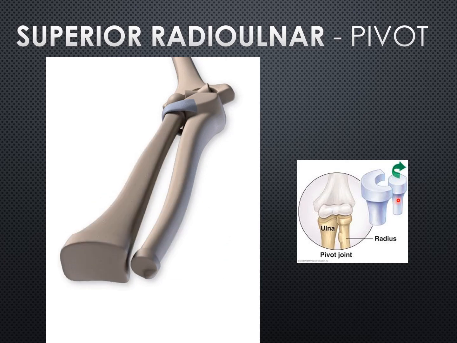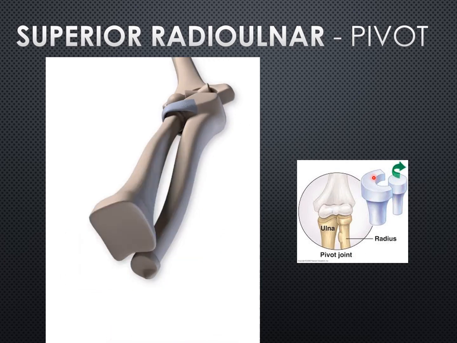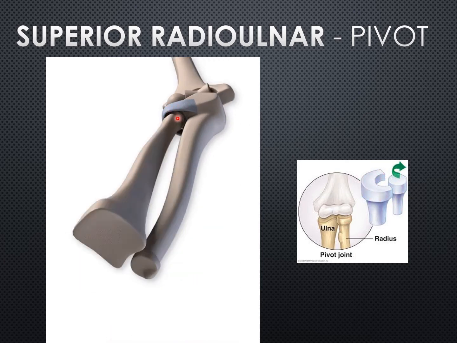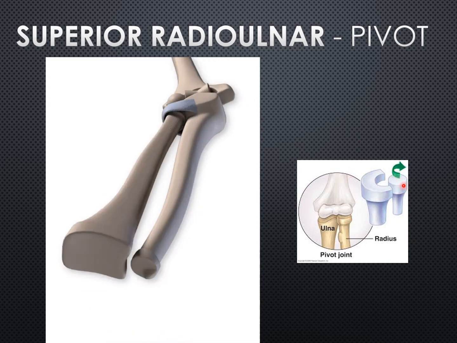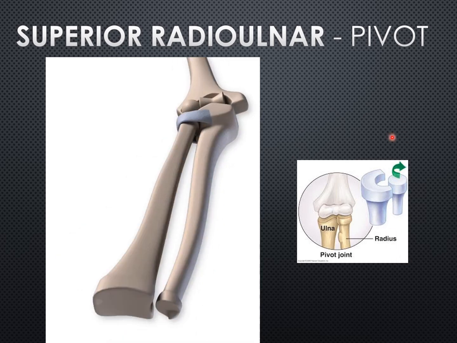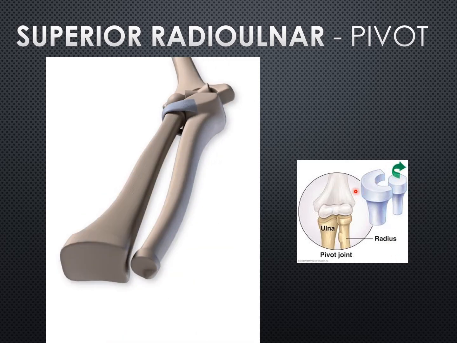You can see the head of the radius is rotating, whereas the osseofibrous ring, this blue colored structure, is fixed. The head of the radius is rotating. This axis is the vertical axis. So this is the pivot type of joint, the superior radio-ulnar joint.